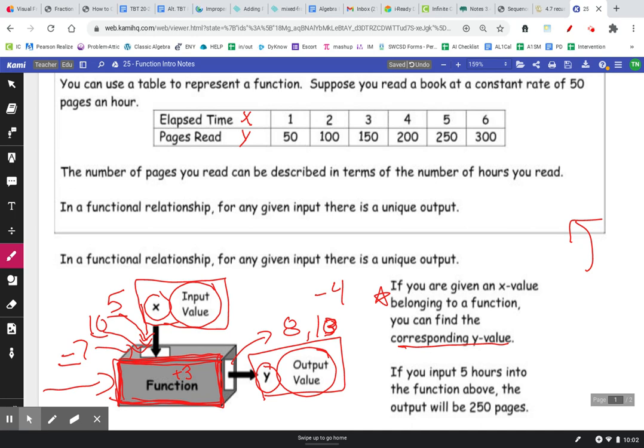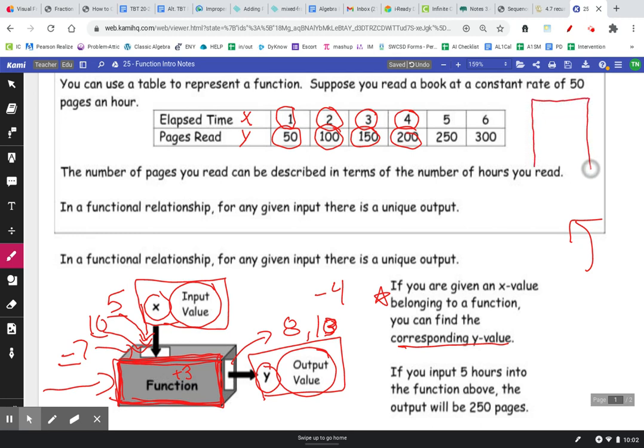What is happening in this function, the number 1 was put in, and the number 50 came out, okay? Look at this next one. Our input was 2 hours, and our output was 100 pages. Okay, our input here, 3 hours. Our output, 150 pages. Our input is 4 hours. Our output is 200 pages. The same thing is happening. Imagine that I really have, right?